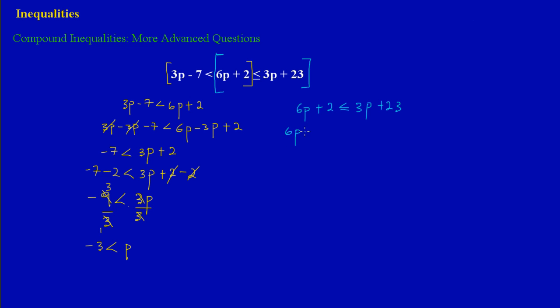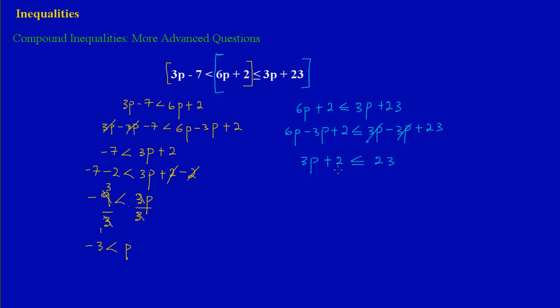So I'll have 6p minus 3p plus 2, and that is less than or equal to 3p minus 3p plus 23. Now I have a 3p cancelling out a 3p, and 6p minus 3p will leave me with 3p. Plus 2 is less than or equal to, and I have only here a positive 23.